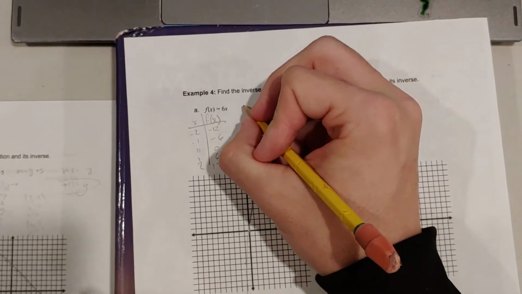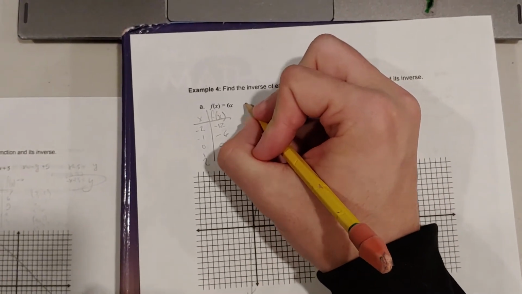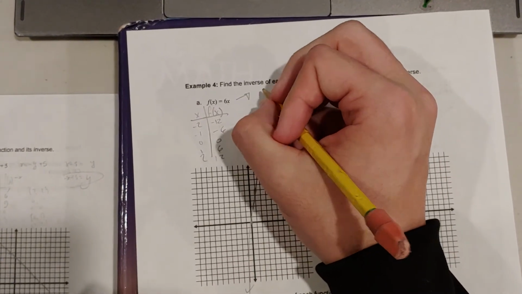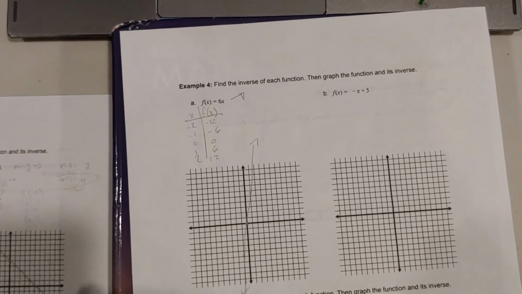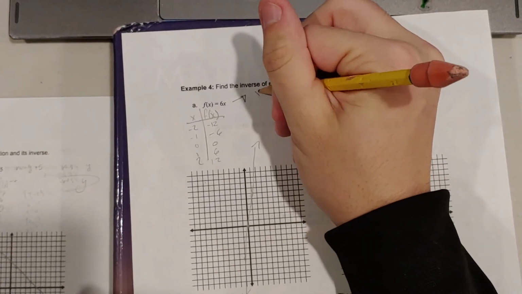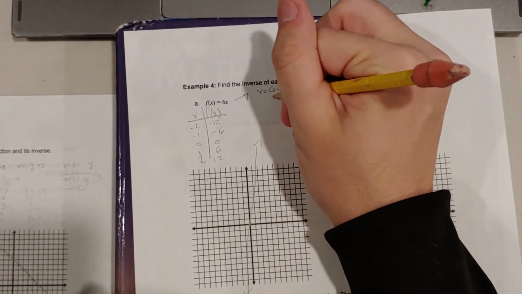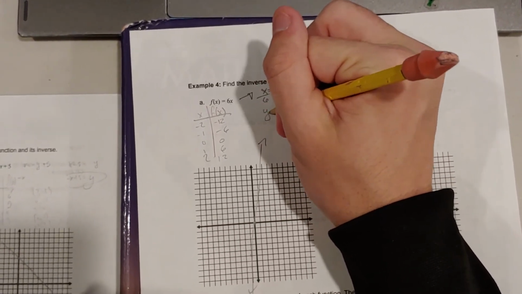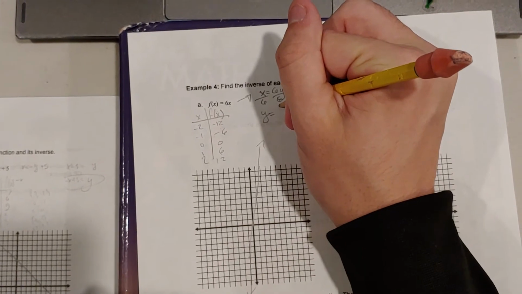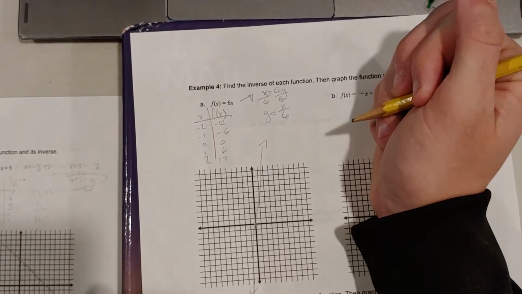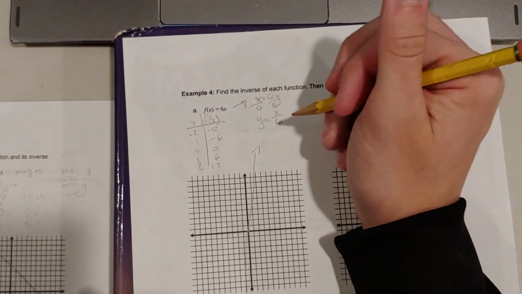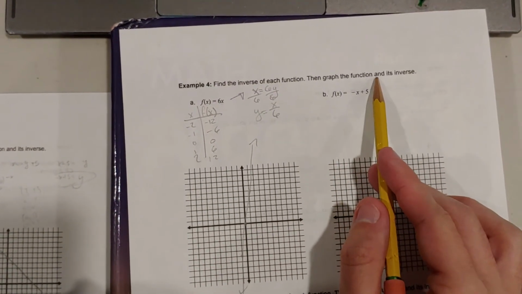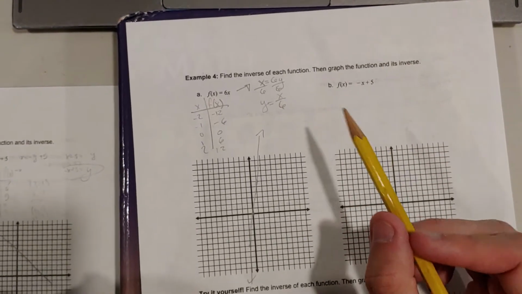All right. So then we're just going to do the same process, but I'm going to combine two steps. So I'm just going to go straight to x equals 6y, and then I'm just going to divide by 6. So y equals x over 6. All right, and if you remember, if we're going to plot both things, all we need to do is switch the coordinates.